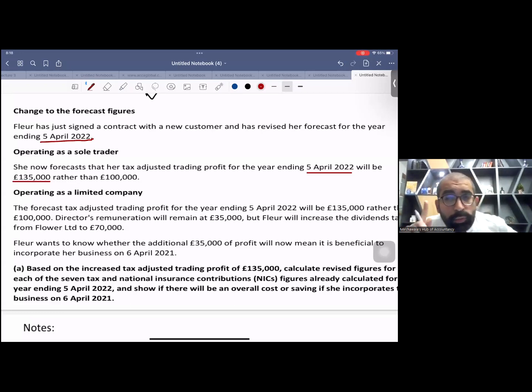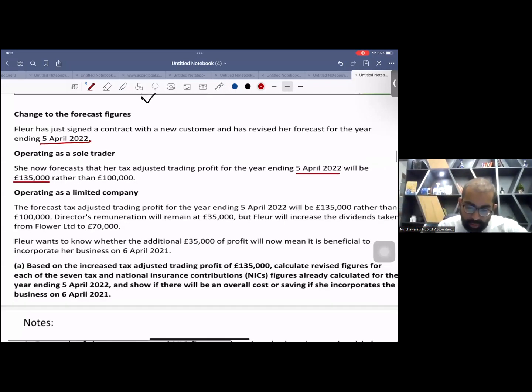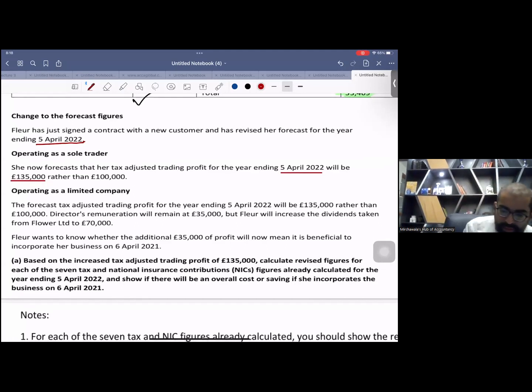Okay. So you have to work on both options, as a sole trader as well as a company. Don't sleep. Now what are the changes as a limited company? The forecast tax adjusted trading profit for the year ending 5th April 2022 will be 135,000, rather than 100,000. Directors' remuneration will remain 35,000. That's very good news.